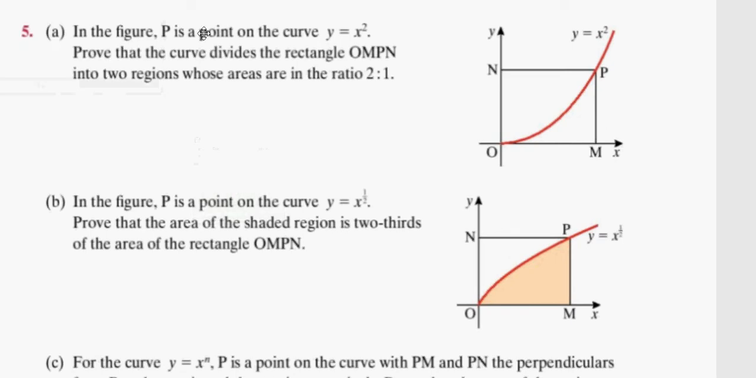In a figure, P is a point on the curve y equals x squared. Prove that the curve divides the rectangle OPN in two regions whose areas are 2 and 1. Alright, do you know what that's telling me? It's telling me it doesn't matter what size the rectangle is, it's always going to hit in the same ratio.